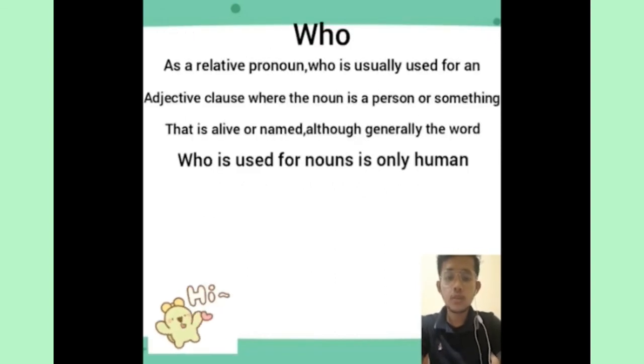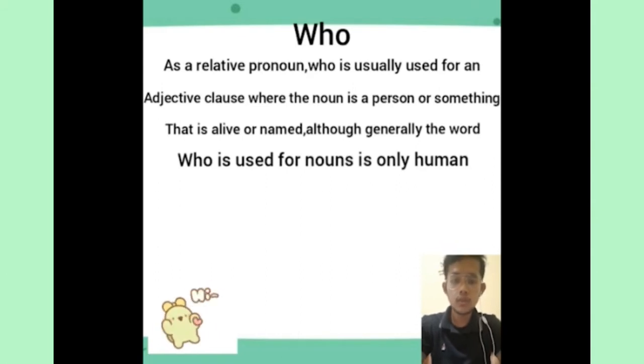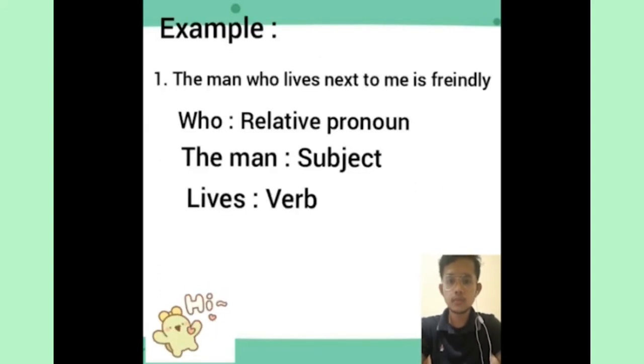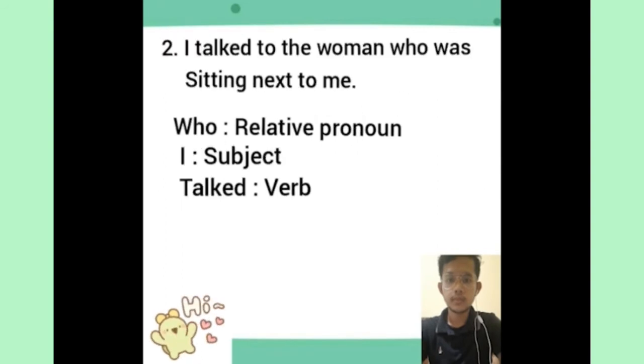Who as relative pronoun. Who is usually used for an adjective clause where the noun is a person or something that is alive or named. Ordinarily the word who is used for nouns that are only human. Example of who: the man who lives next to me is friendly. Who as relative pronoun, the man as subject, lives as verb. Example 2: I talked to the woman who was sitting next to me. Who as relative pronoun, I as subject, talk as verb.